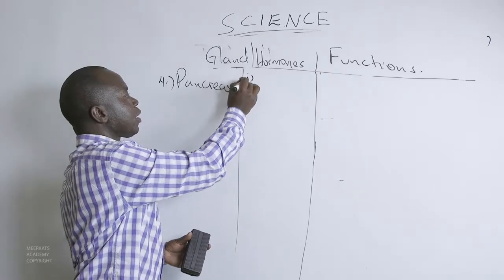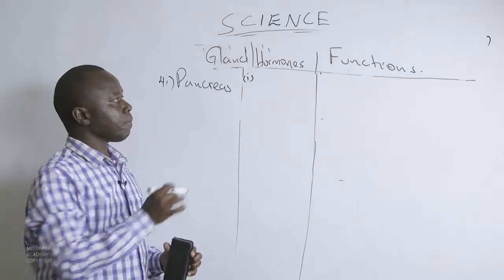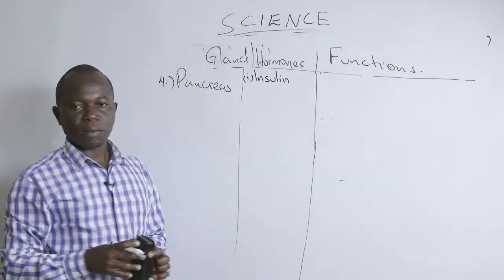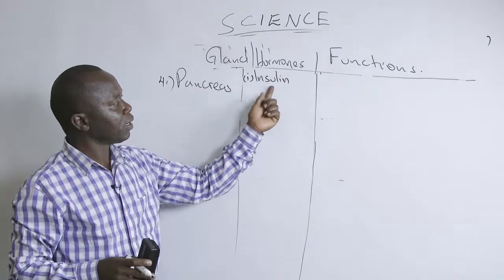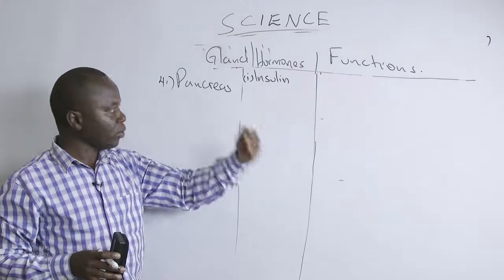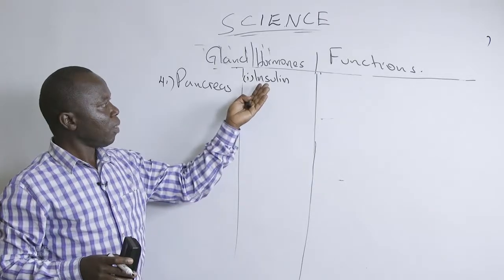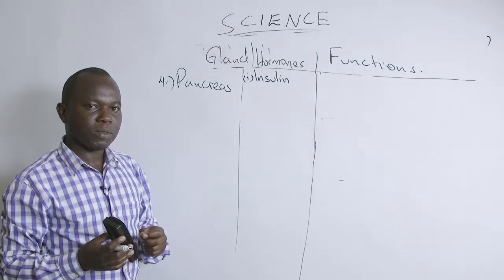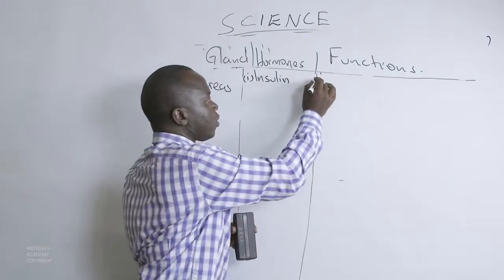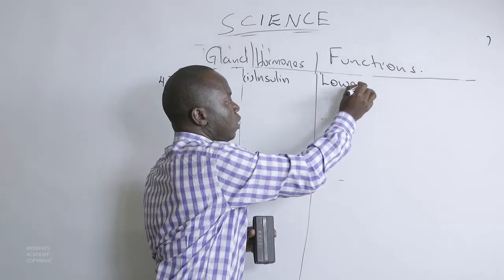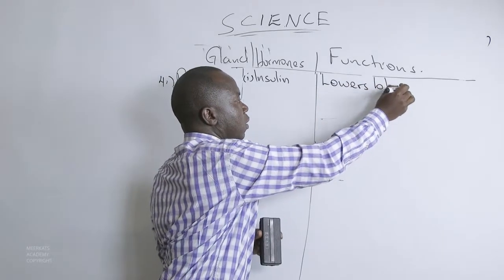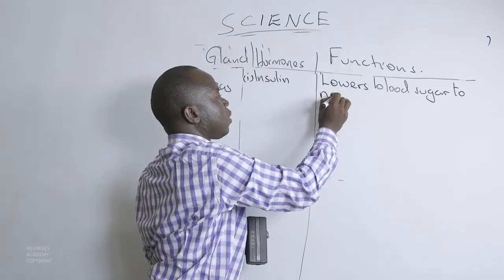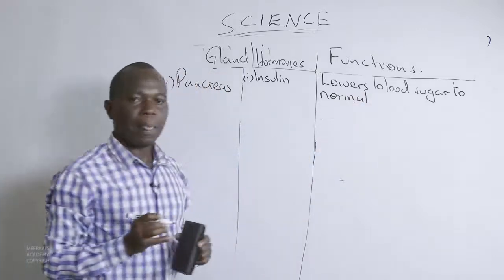So we have two hormones that are secreted by pancreas. We have insulin and glucagon. But before we look at glucagon, let us briefly look at insulin. We have come across insulin several times. The major role of insulin is to lower blood sugar back to normal level.